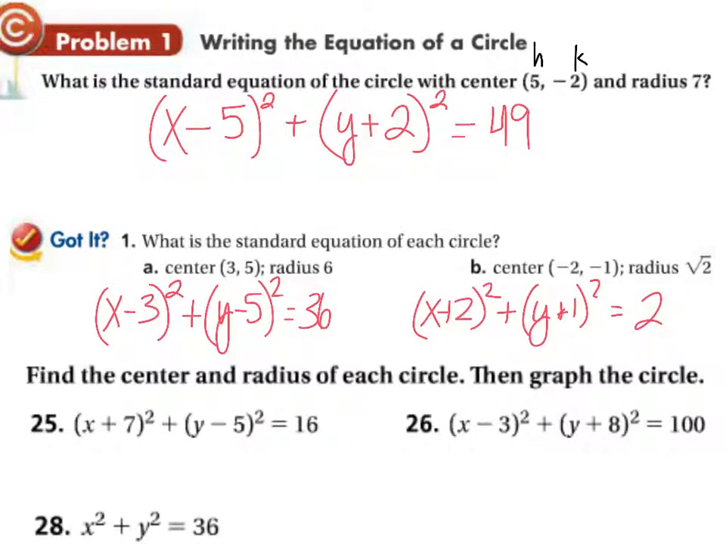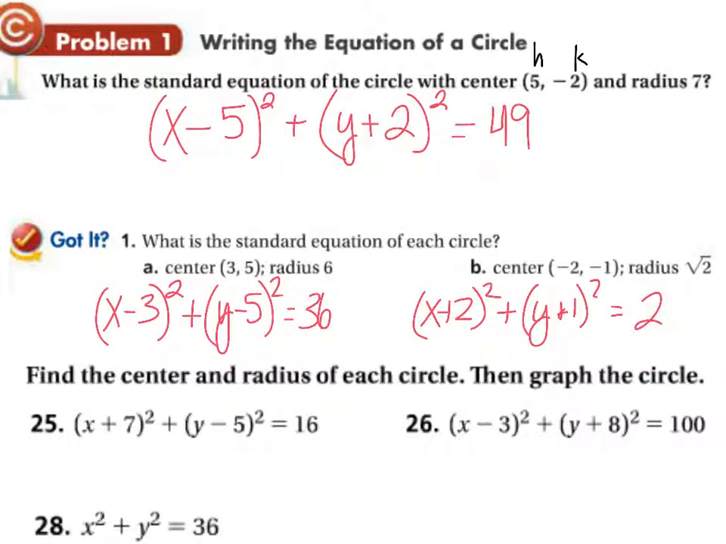Okay, here's what I've got. In the first one, pretty straightforward, I just plugged my 3 and my 5 in, so it's x minus 3 and y minus 5. This is always a plus sign, and these are always squared. I took the radius and squared it. Over here, since they're already negatives, I'm going to have a minus a negative, which is going to make that turn positive. So it's going to look like x plus 2 squared. Same thing with my y's, it'll be y plus 1 squared. And if you take the square root of 2 and square it, the square root just goes away. It's like root 2 times root 2, just 2.